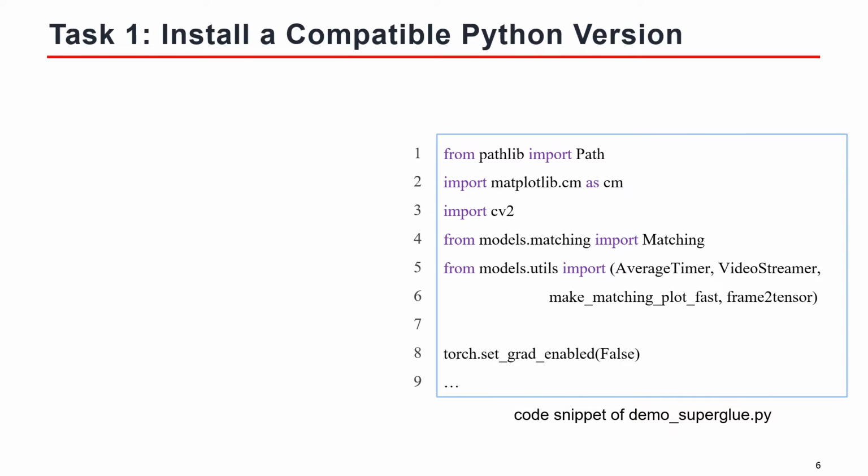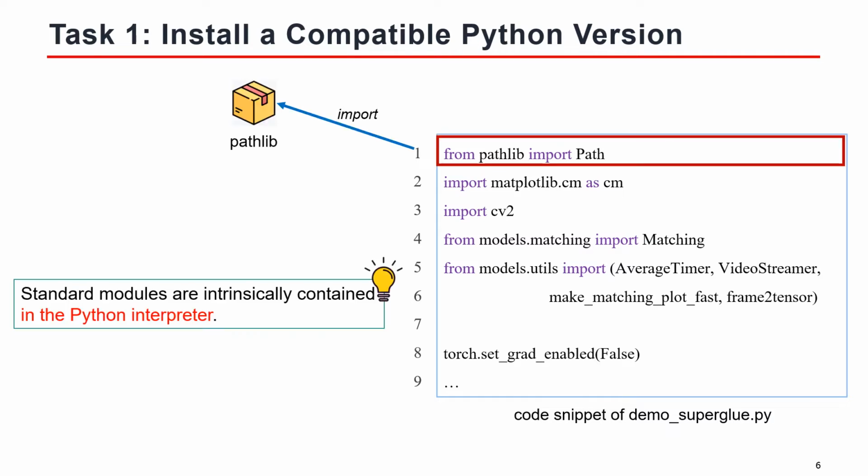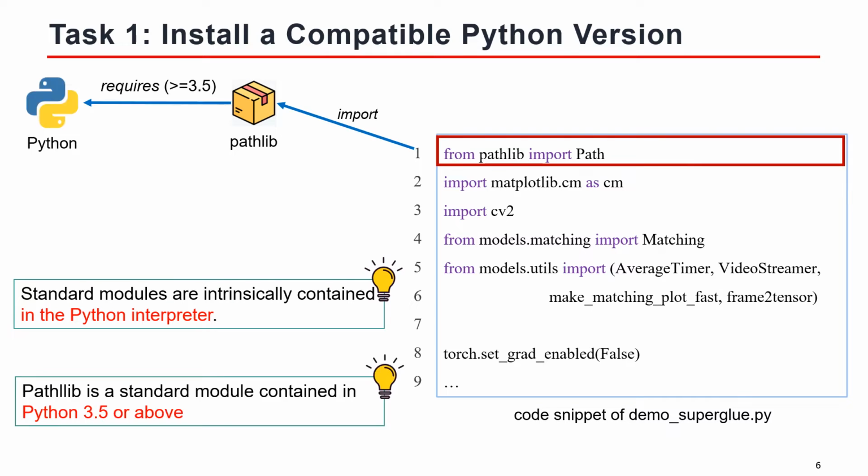However, inferring dependencies for Python programs is not trivial. Take the following code snap demo superglue as an example. Firstly, demo superglue imports pathlib in line 1. Pathlib is a standard module, and all standard modules are contained in the Python interpreter. Pathlib is contained in Python 3.5 or above, which illustrates the compatible version of the Python interpreter.